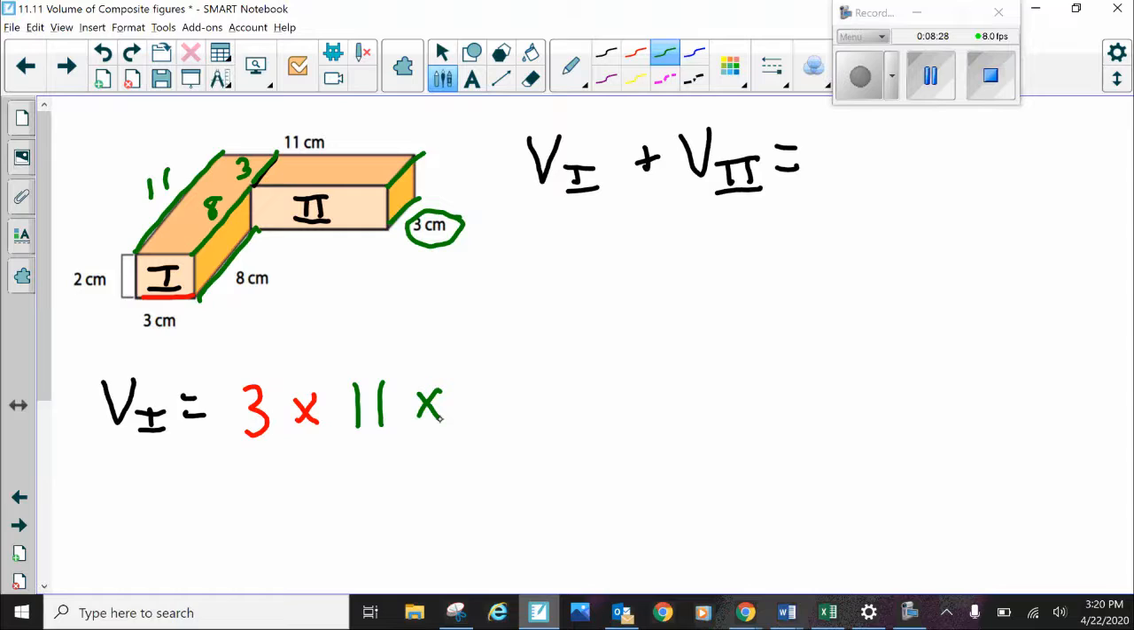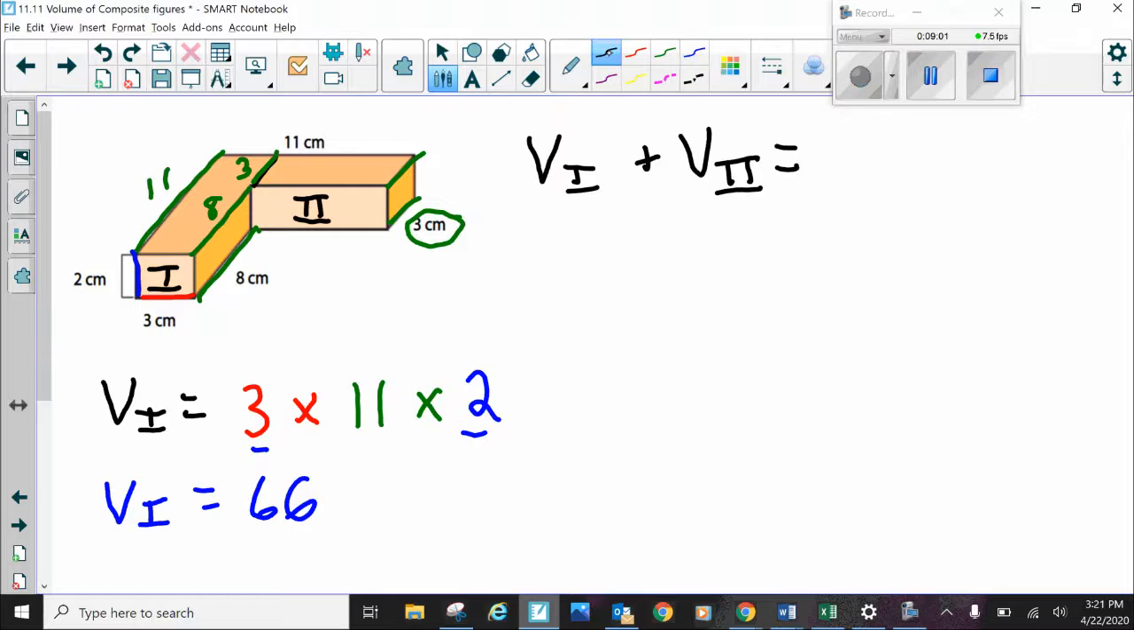All right, now all I need is my height. My height is my up and down dimension. Good news, they give that to me. So we had one little tricky step there, but it was not anything terrible. We just had to find that same diagonal dimension elsewhere in the shape to help us. Now it's time to multiply. I'm going to choose to multiply the 3 and the 2 first because I can use the commutative property to do that. That's 6 times 11 is 66, and that's going to be 66 cubic centimeters.